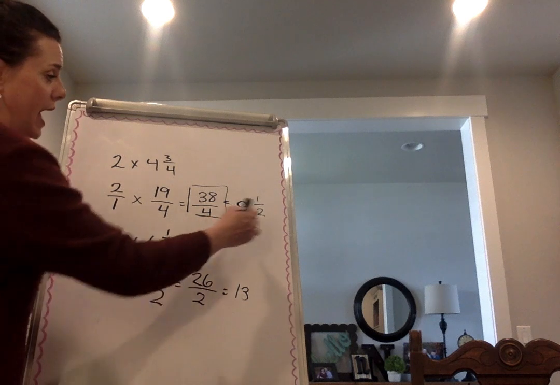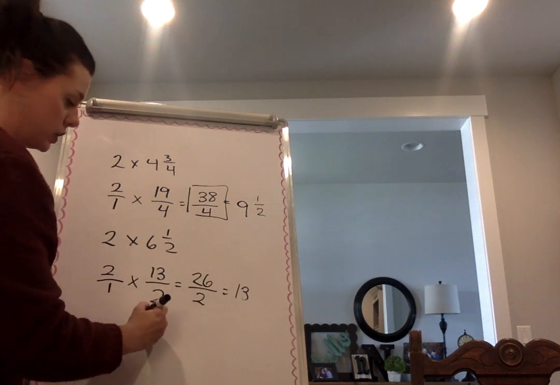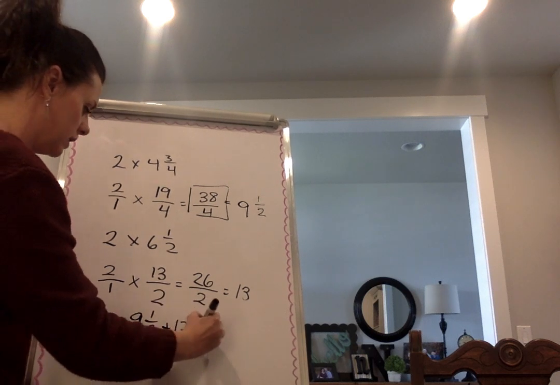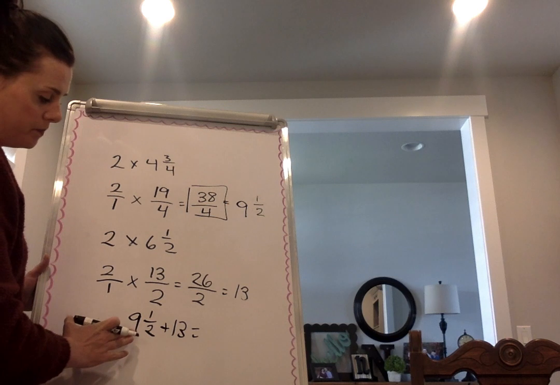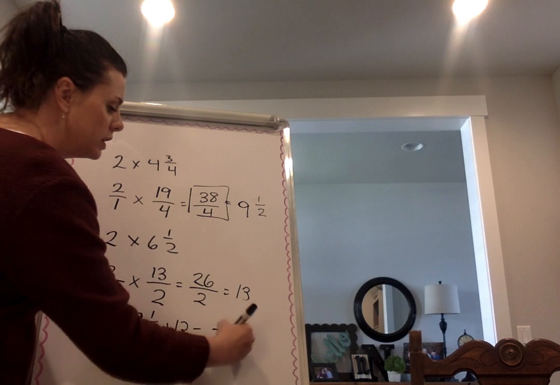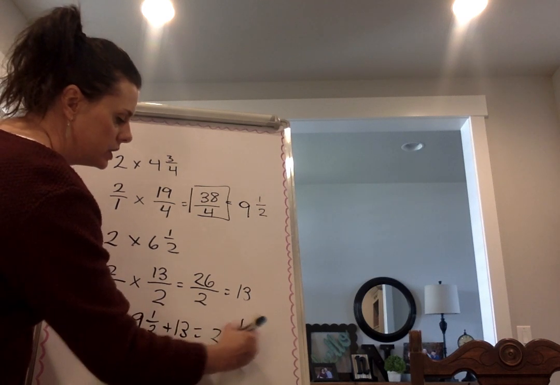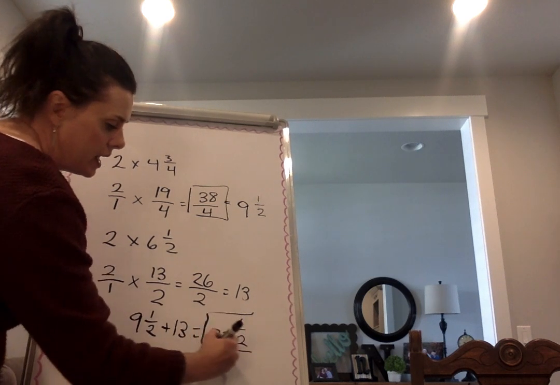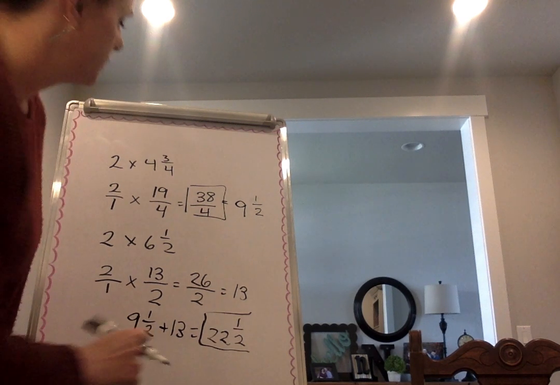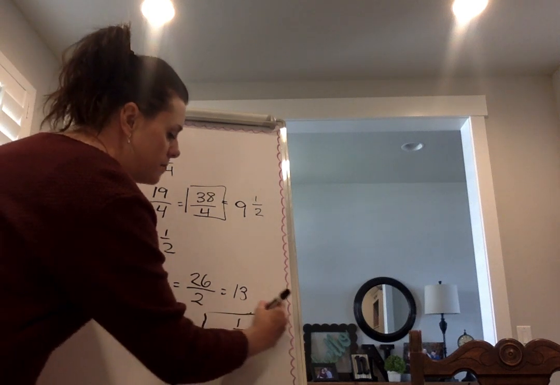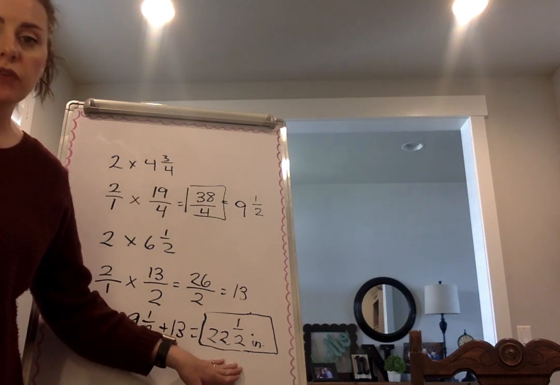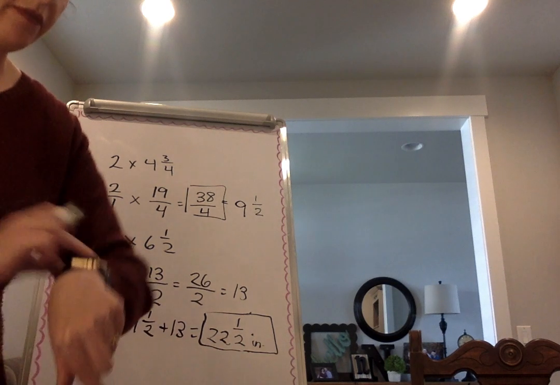Now, I'm just going to add those two measurements together. Can you still see right here? Yep, 9.5 plus 13. I'm just going to add my whole numbers together first. 9 plus 13 is 22. And I add my half on, 22.5. And let's see, what measurement are we in? I forgot. Inches. Okay, I'm not cubing anything, I'm not squaring anything because I'm just adding those up around. So my answer for number 9 is 22.5 inches.